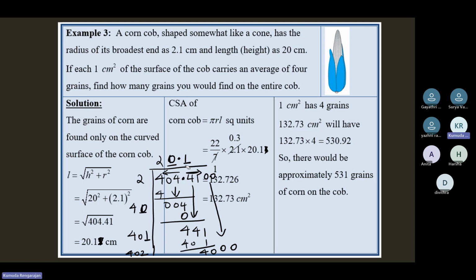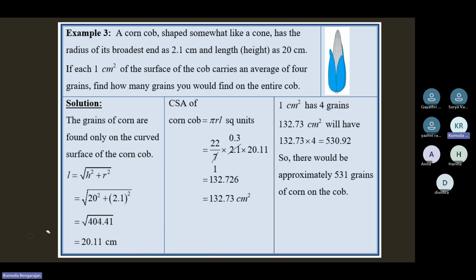You can start with this 20.1. So that's how you find the square root using the long division method. Let's change it in the presentation later.